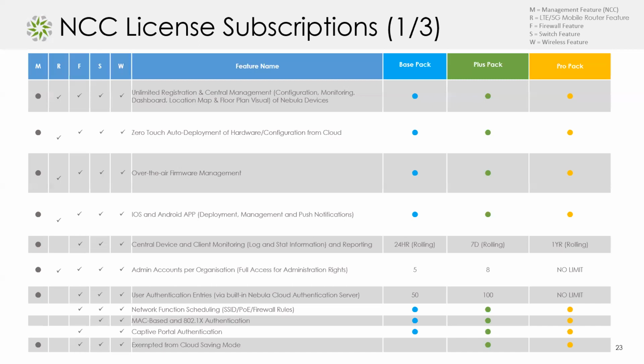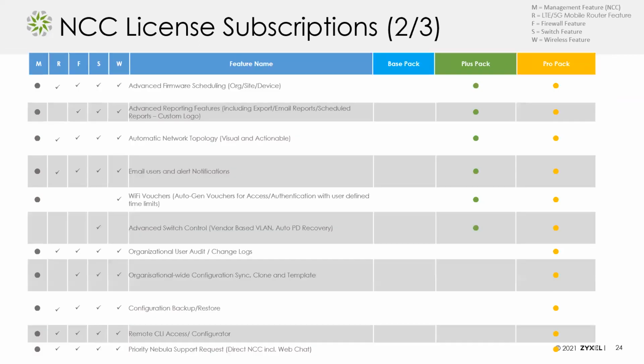And some other stuff here, setting up firewall rules, SSID scheduling, PoE scheduling, that's available on all versions for you. MAC filtering and 802.1x authentication is available on all versions. And the ability to use a captive portal is available on all versions of Nebula. So now on this next slide, these are features that are only available with the Plus or the Pro pack.